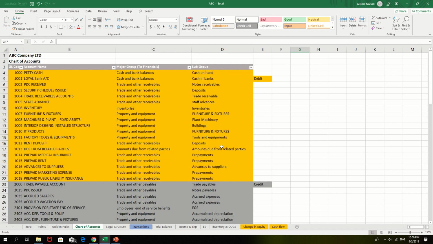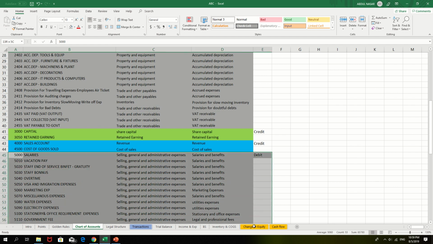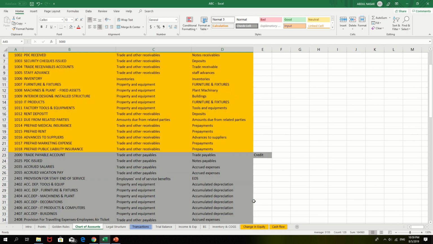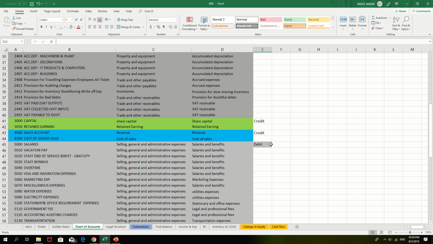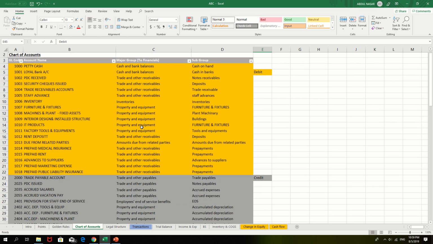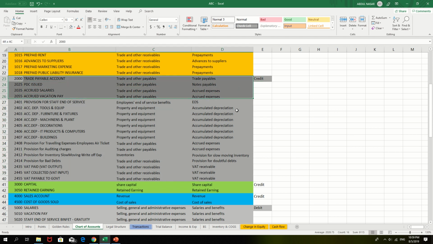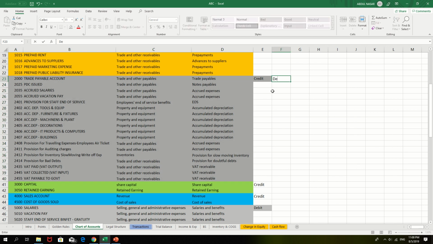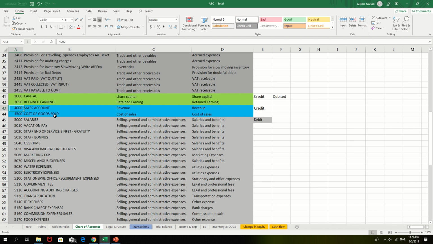Okay, so let us summarize this. Increase in asset, debit. Increase in expenses, also debit. Now if there is a decrease in asset, I don't need to tell you, a decrease in asset will be credited, and a decrease in expenses will be credited. Increase in liabilities will be credited. At the same time, if there is a decrease in liabilities, it will be debited. The same way for capital, any decrease will be debited. And in revenue, any increase will be credited, so any decrease will be debited.